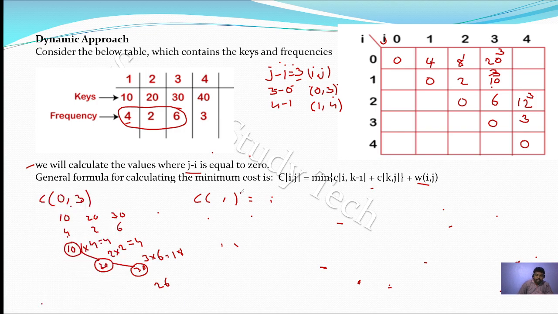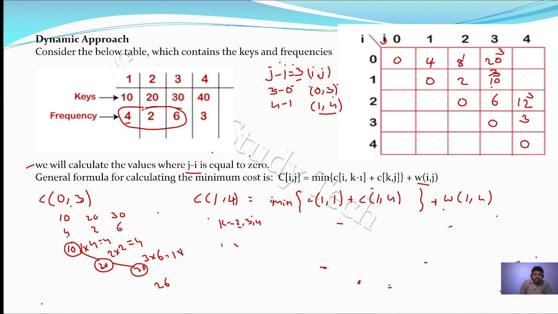So next C of 1 comma 4. The k values are 2, 3, 4, ignoring one. Now you can see the minimum of C of i value. First time consider the k value is 2, that is C of 1 comma 1 plus C of 2 comma 4 plus W of 1 comma 4. That means you can ignore the first one.